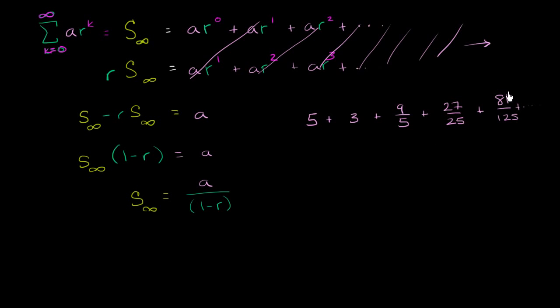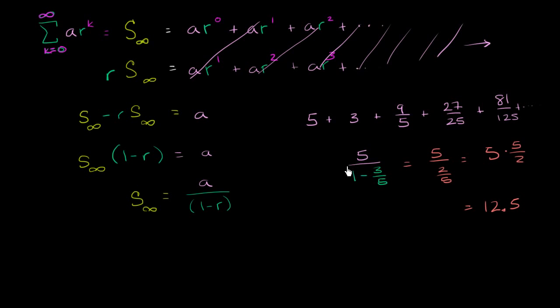And notice these terms are getting smaller and smaller and smaller. We're multiplying by 3/5 every time. We now know what the sum is going to be. It's going to be our first term, 5, over 1 minus our common ratio. And our common ratio in this case is 3/5. So this is going to be equal to 5 over 2/5, which is the same thing as 5 times 5 over 2, which is 25 over 2, which is equal to 12.5.